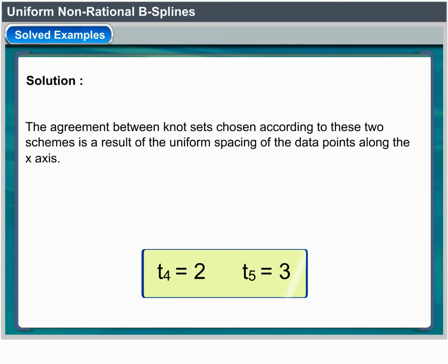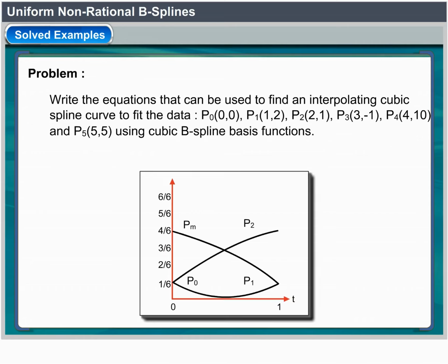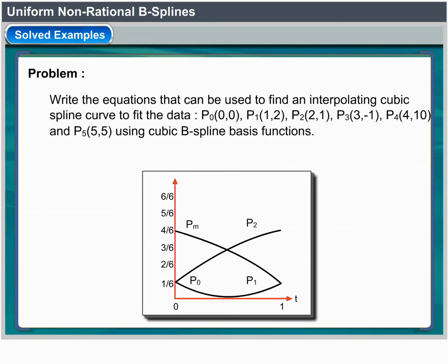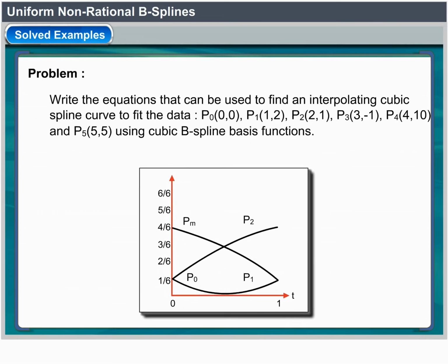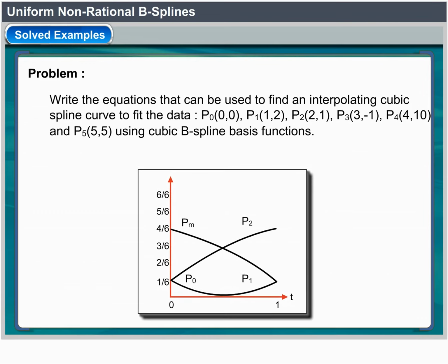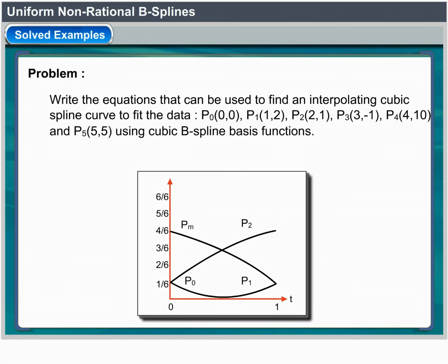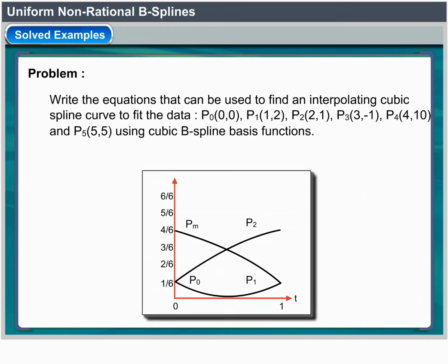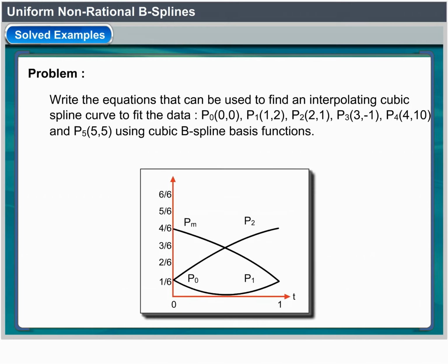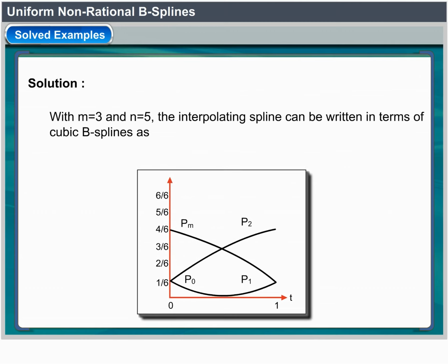Problem. Write the equations that can be used to find an interpolating cubic spline curve to fit the data p0 (0, 0), p1 (1, 2), p2 (2, 1), p3 (3, -1), p4 (4, 10), and p5 (5, 5), using cubic B-spline basis functions. Solution. With m equals 3 and n equals 5, the interpolating spline can be written in terms of cubic B-splines as shown.